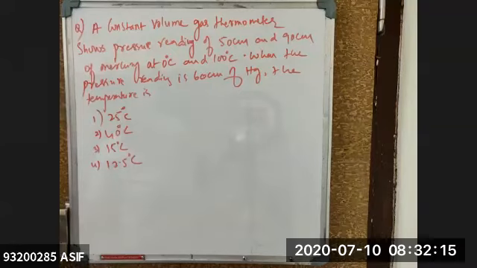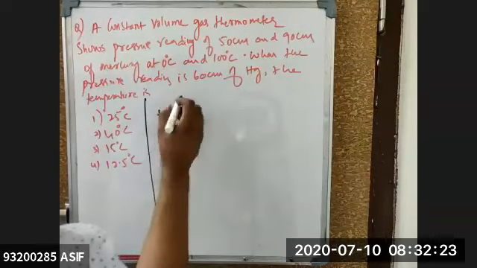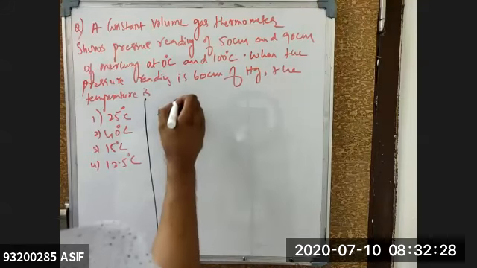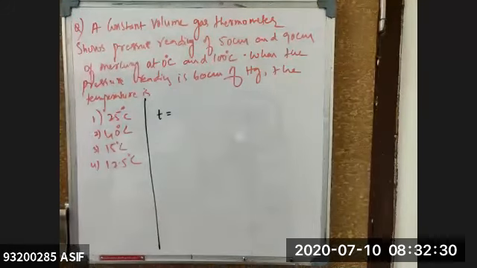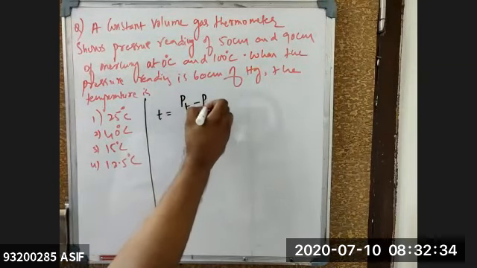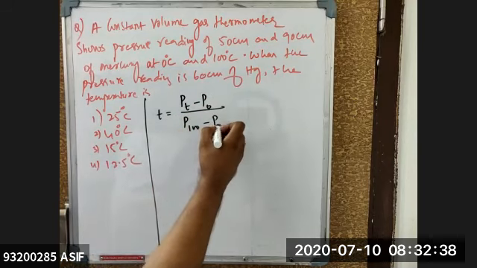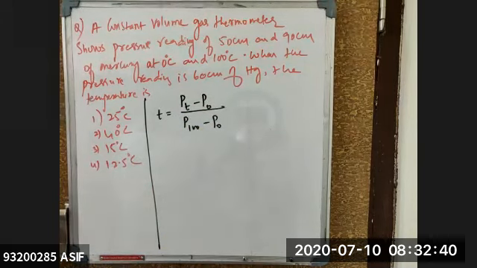Sir, 25 degrees. Very good. Same formula. I told you the temperature relation also: T is equal to X at t minus X naught divided by X at 100 minus X at 0. That means the general formula will become pressure at T degree centigrade minus P naught divided by pressure at 100 degree centigrade minus pressure at 0 degree centigrade.